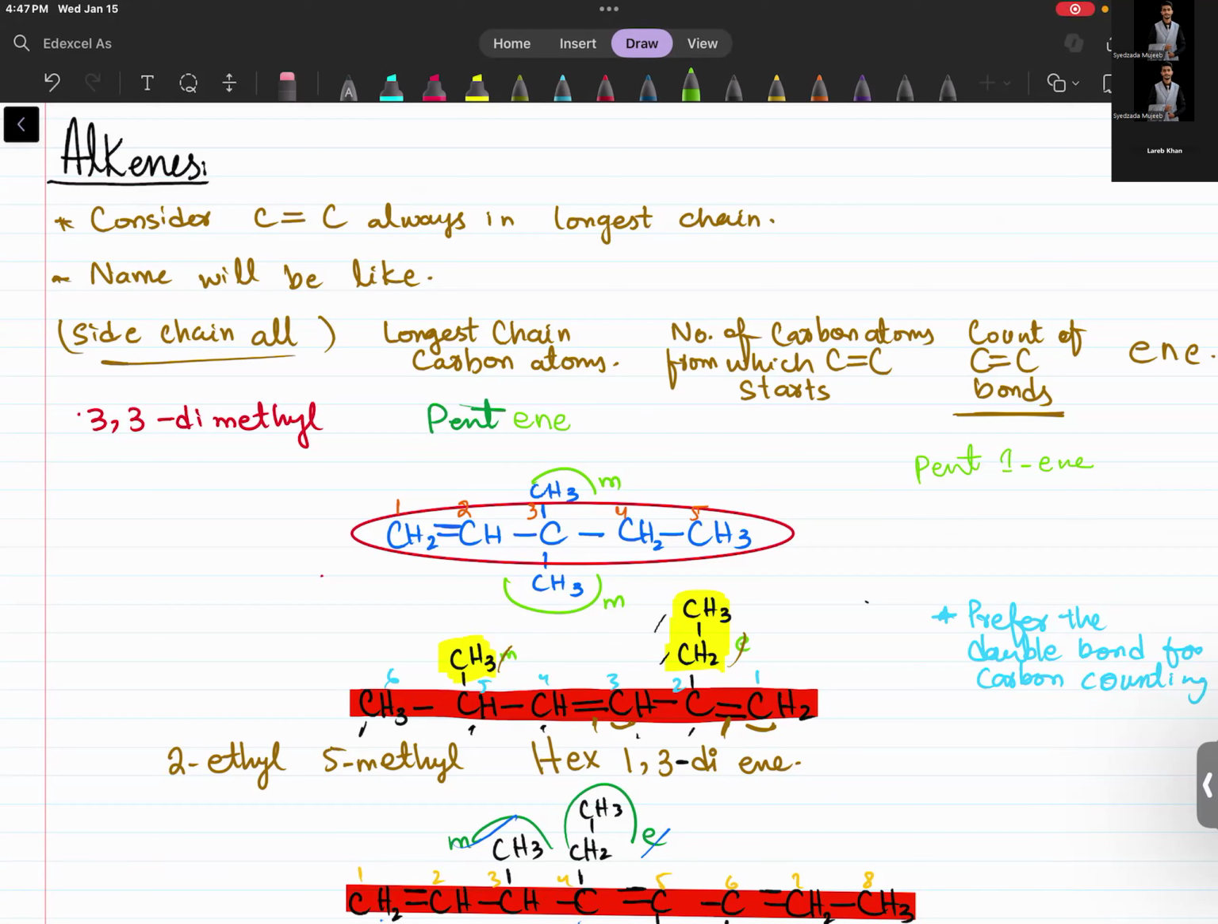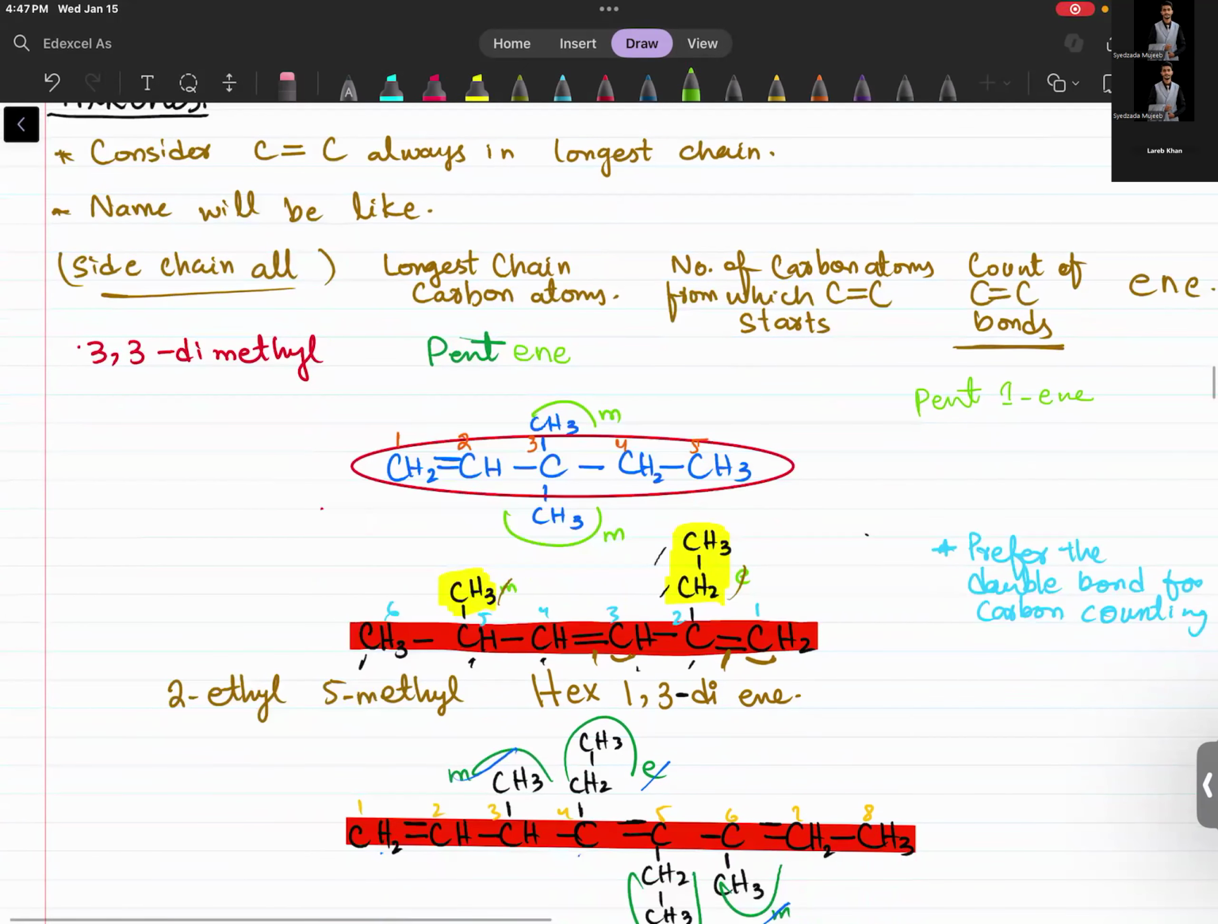So it will be like what? The pentene. Did you get it? Sir, could you explain again? Okay, so the main points are the same. We need to consider the longest chain, but the twist here is that in this longest chain, there must be the carbon atoms which are having the double bond present in it. You're not allowed to leave the carbon atoms of the double bonds outside of the longest chain. Got it?